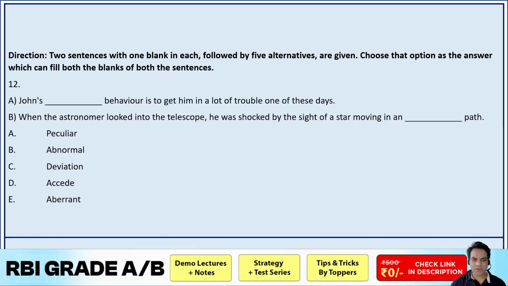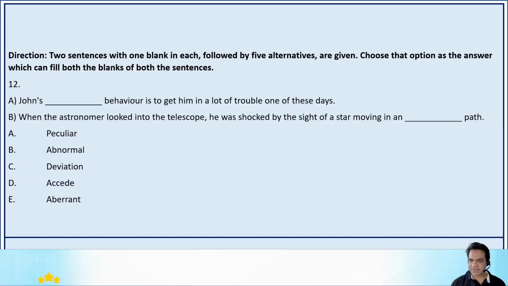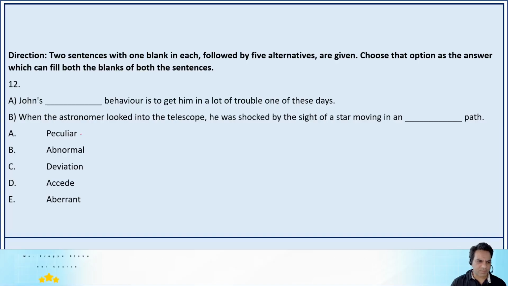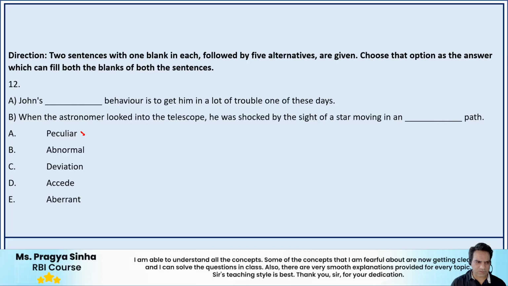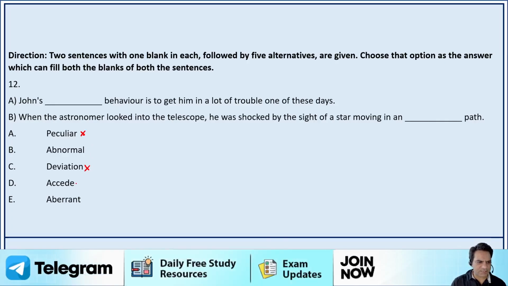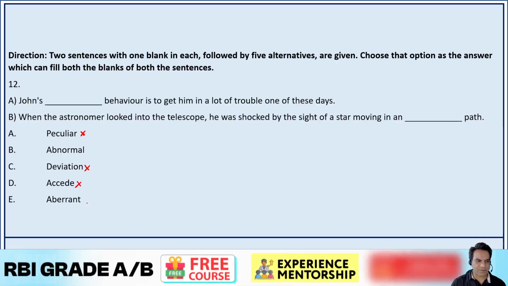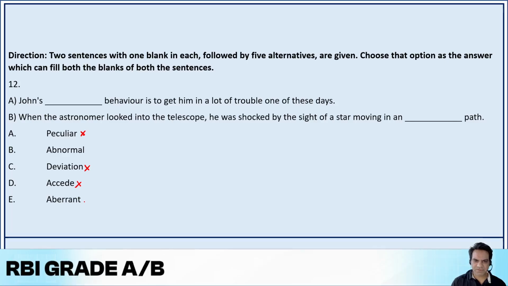When the astronomer looked into the telescope, he was shocked by the sight of a star moving in a dash path. So John's dash behavior: peculiar? Peculiar is specific, so that's not correct. Abnormal behavior, yes. Deviation behavior, no. Exceed is a verb, can't fit here. And aberrant behavior, yes. So we have to choose between abnormal and aberrant. So John's abnormal behavior or aberrant behavior is going to get him in a lot of trouble one of these days.